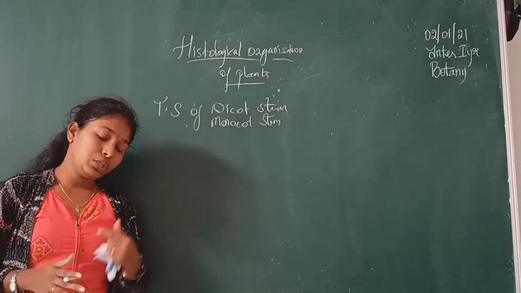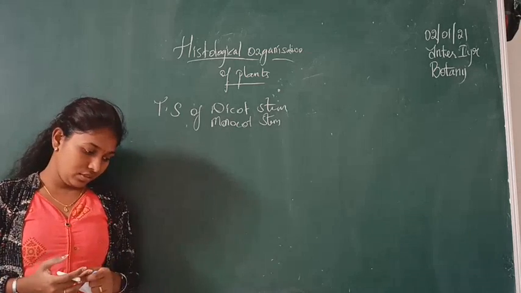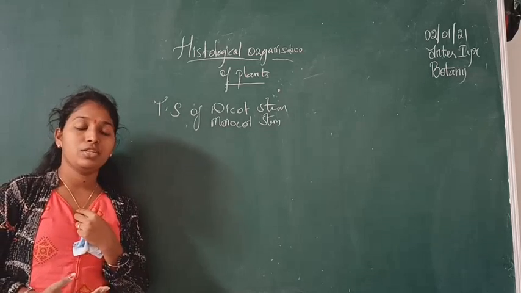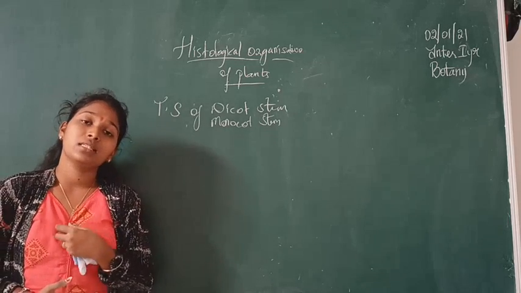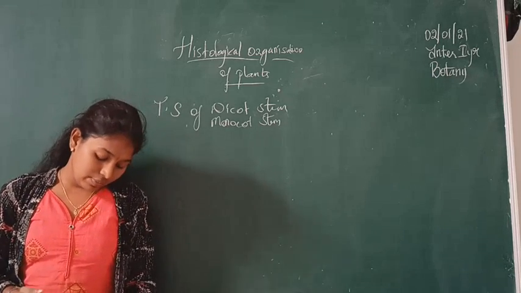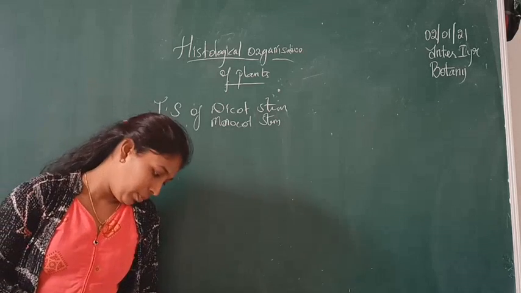And coming to the function of this epidermis, it provides protection. It is covered by a waxy coating substance called the cuticle, and that cuticle helps in reducing the rate of transpiration.